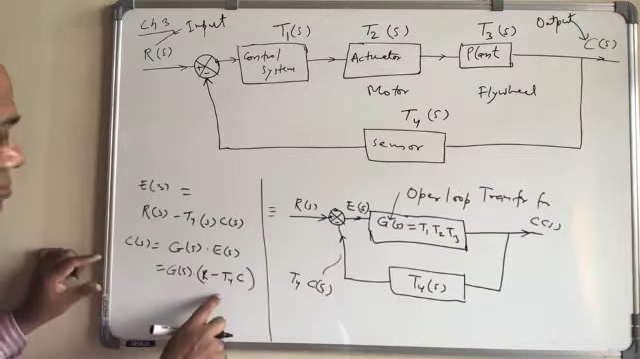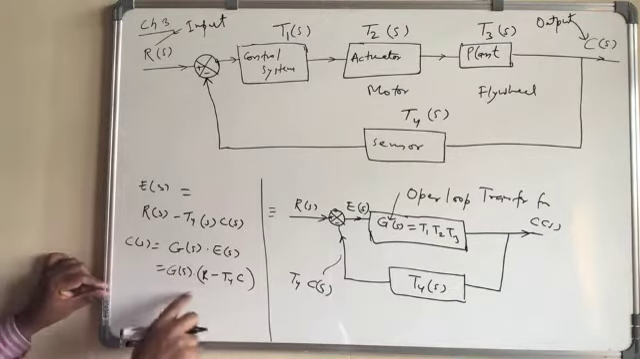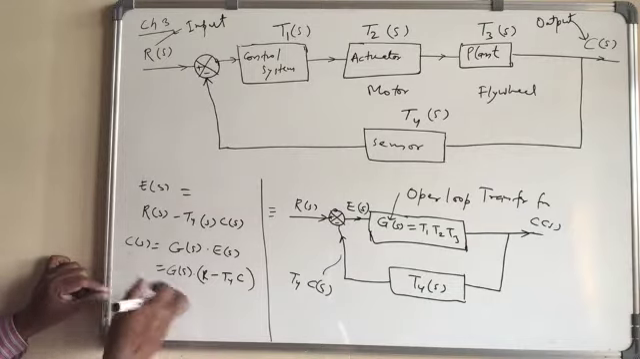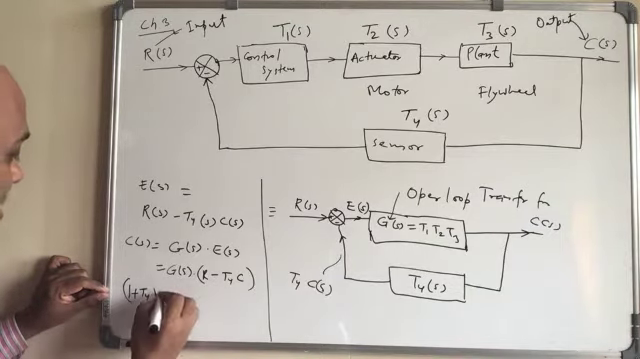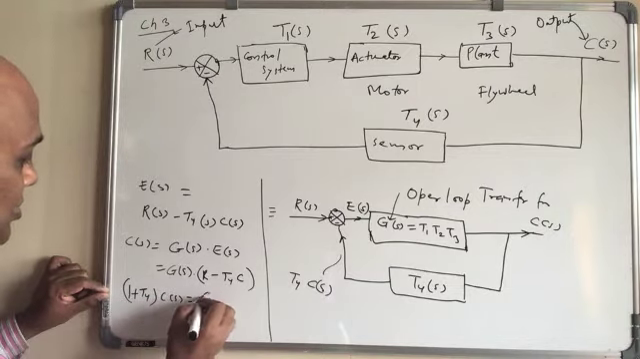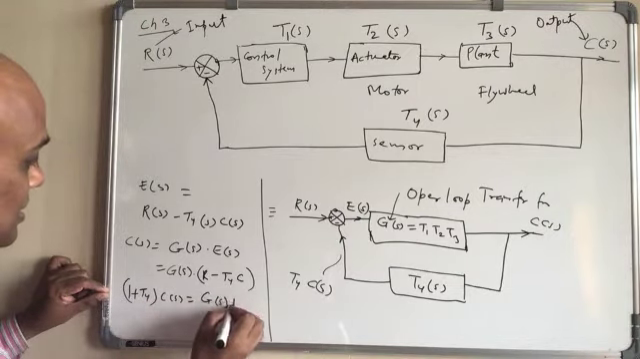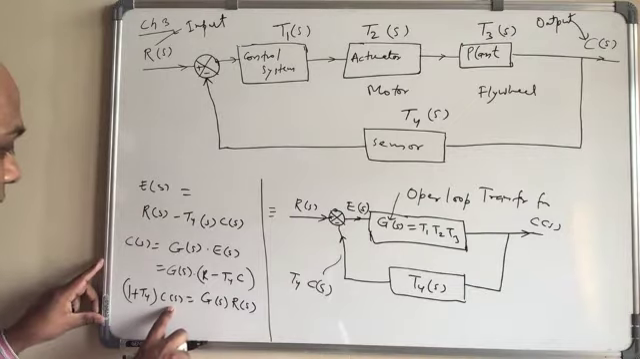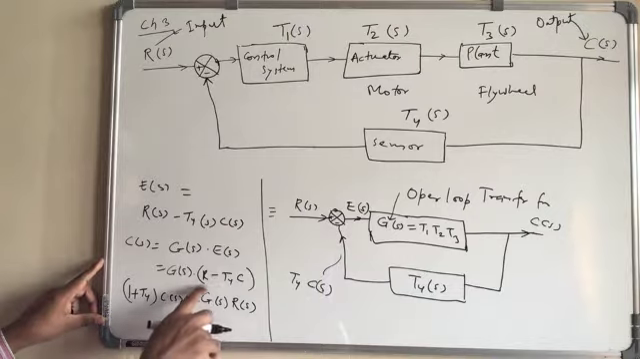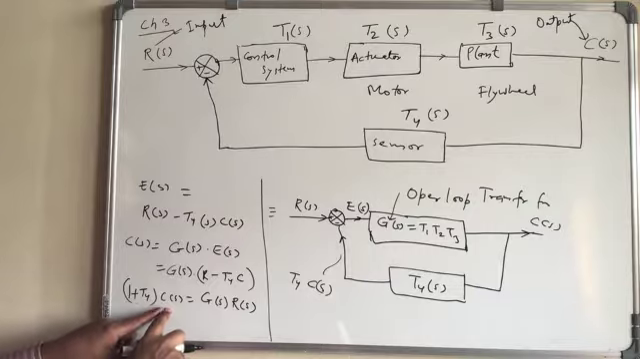I'm not writing as a function of s here. And finally what you get: 1 plus G times T4, times C(s), will be equal to G(s) times R(s). So C(s) over R(s) is, let us see, G(s) is also there. Okay, just a minute.